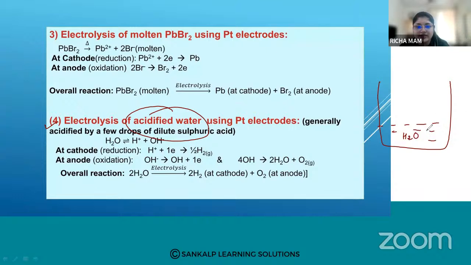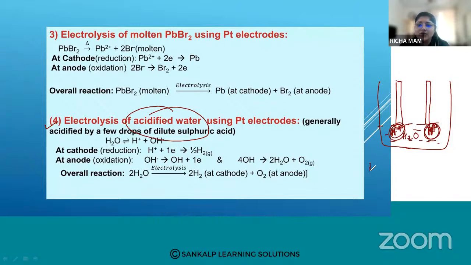So when H2SO4 is added, what concentration is increased? The H plus ions concentration is increased, right? So what will happen to the solution? It becomes an acidified solution, right? Water is a neutral solution, so when you add H2SO4, the concentration of the H plus ions will increase and it becomes an acidified solution.